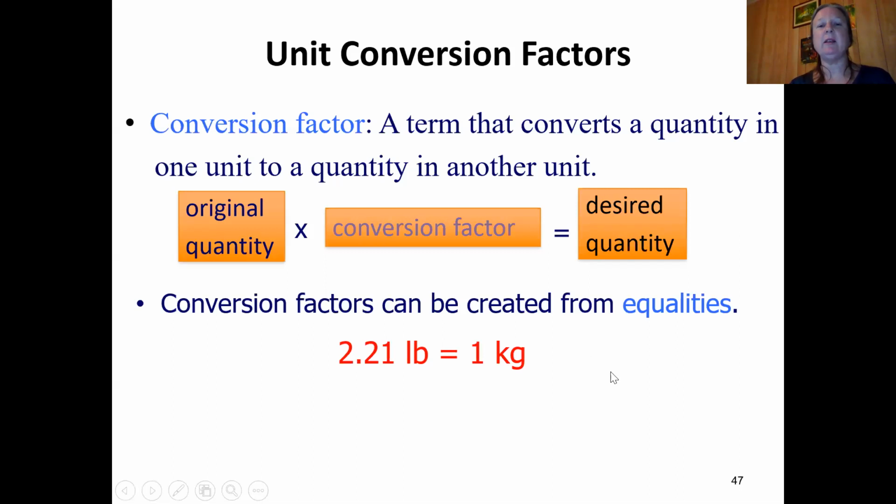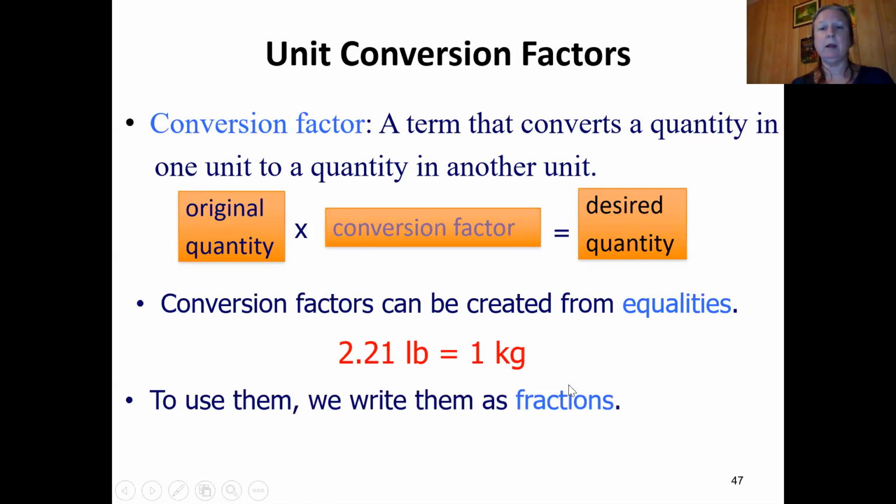So if I see this, 2.21 pounds equals 1 kilogram, this can be rewritten as a ratio. Now, a ratio you're used to seeing with the number with 2 dots and a number, but when it's written as a fraction, that's also a ratio if you have different units. So this can be written as a ratio or a fraction. It does not matter which one is on top, which one's on the bottom, because this is a relationship.